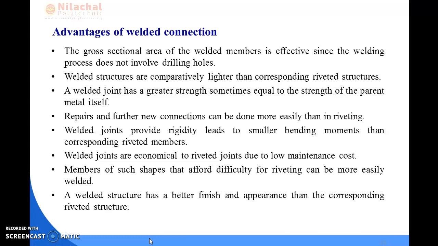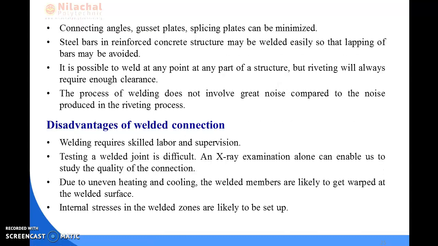We can provide welded connection in various kinds of shapes. Then a welded structure has a better finish and appearance than the corresponding riveted structure. So according to the design purpose, it gives a pleasant architectural look for the structure. Then connecting angles, gusset plates and splicing plates can be minimized. Then steel bars in reinforced concrete structures may be welded easily so that lapping of the bars may be avoided.